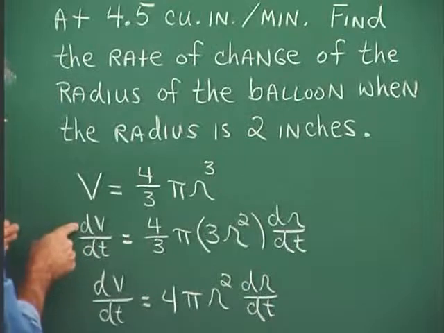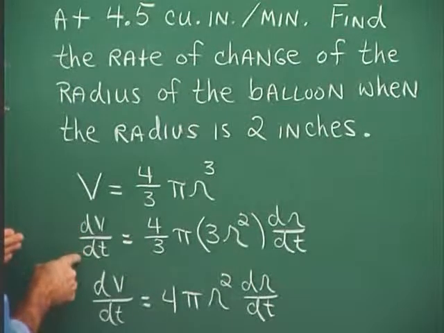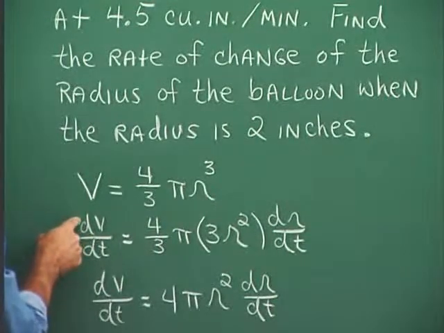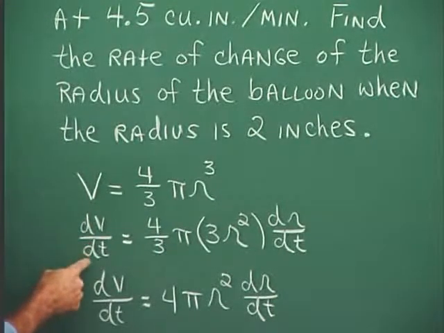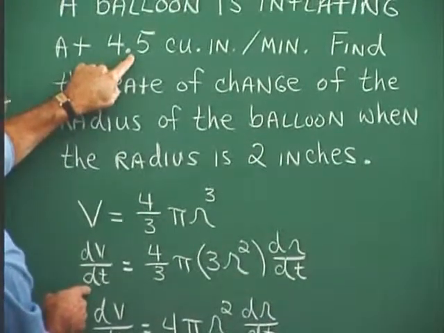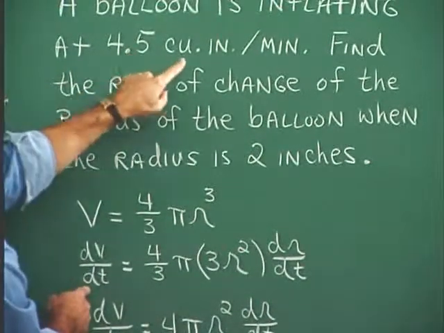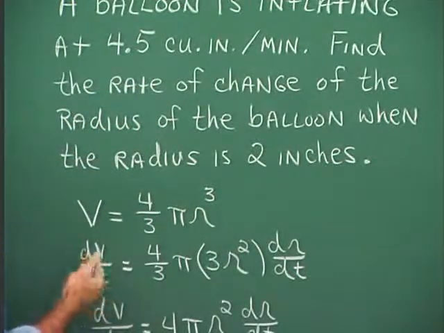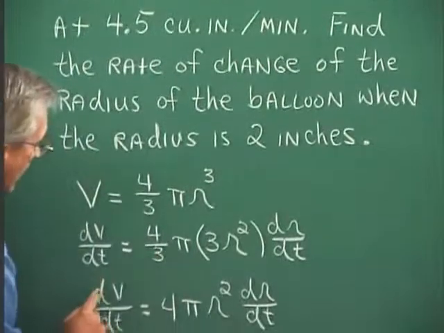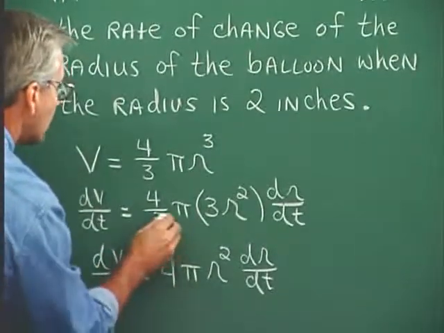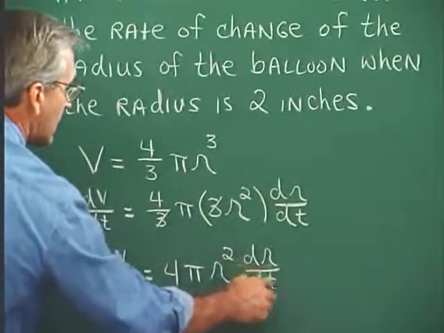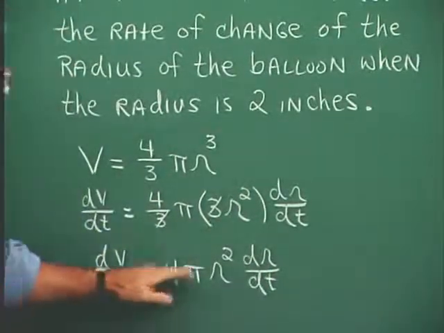Now, what is dV dt? Well, that's the change in volume in terms of time. And that change in volume is nothing but this. We're just adding a constant 4.5 cubic inches per minute. So that's really what this part is. Well, let's clean up a little bit. The 3's go out here, and we've got 4 pi r squared times dr dt. Now I've repeated that up here.